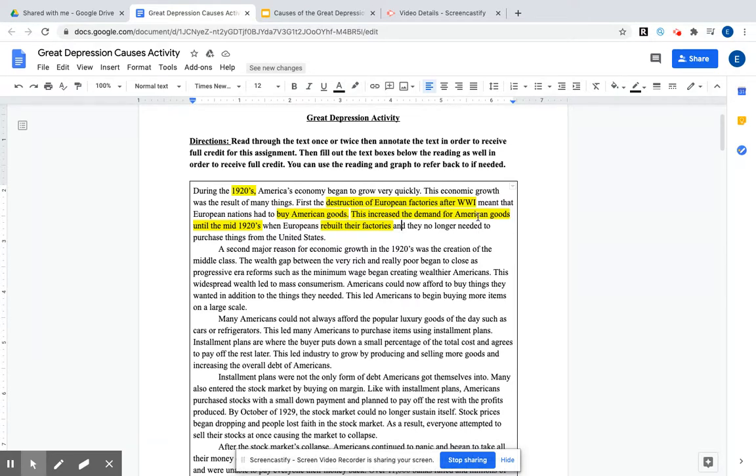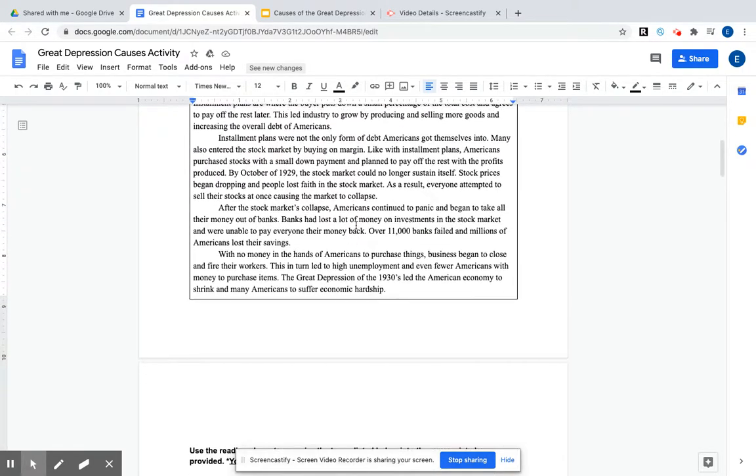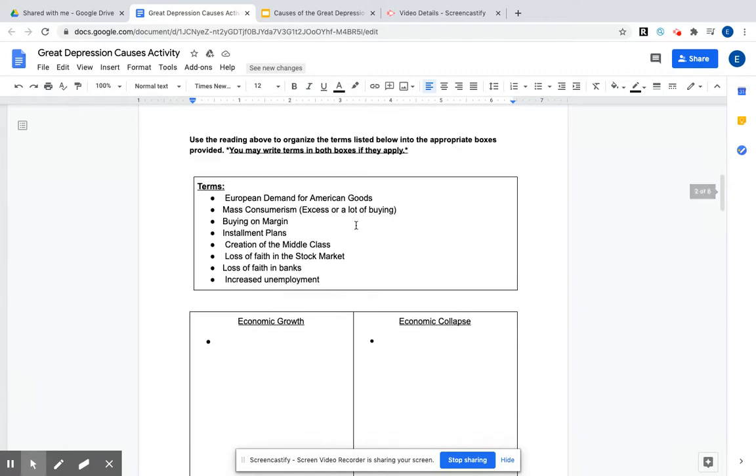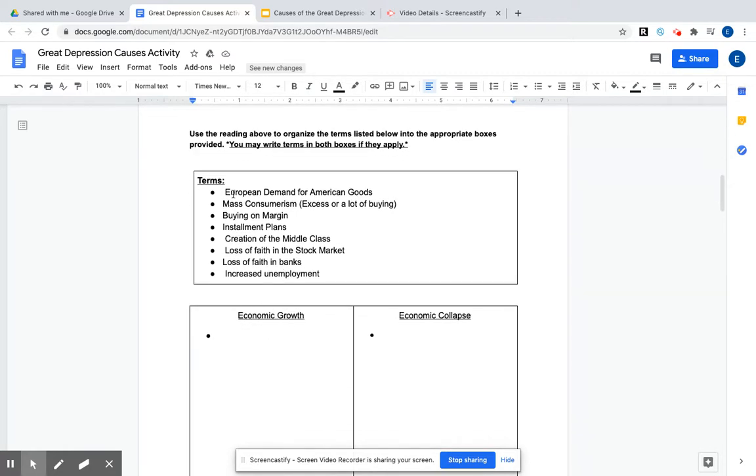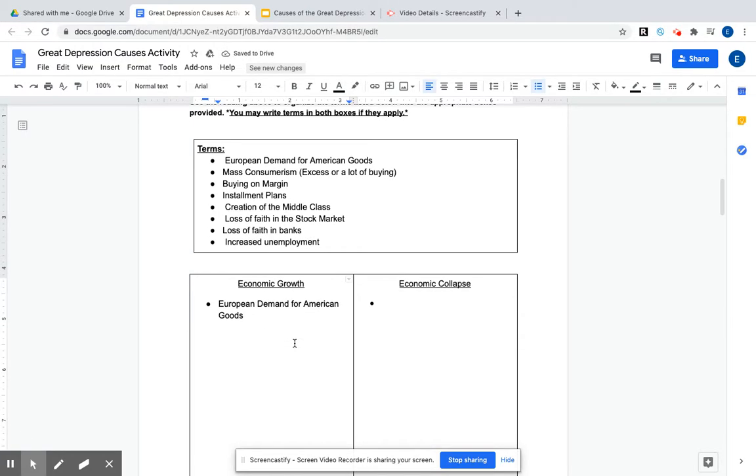This increased the demand for American goods until the 1920s, meaning Europeans were buying lots of American products, which means it's going to be economic growth. So I'm going to go ahead and, you can copy, paste, rewrite, whatever's easier. Down here in economic growth, I'll go ahead and paste that. For economic growth, European demand for American goods.